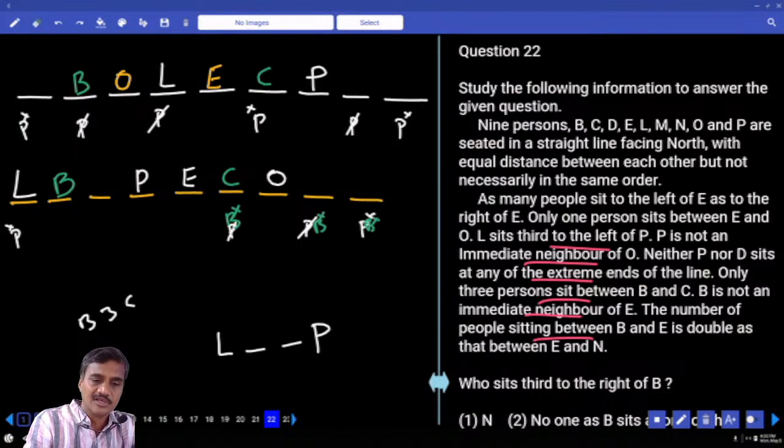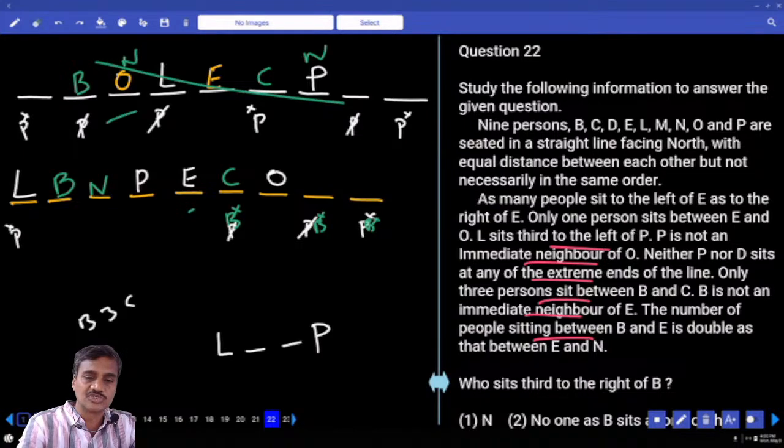B and E, how many people are there? 2 people. Hence, between E and N there must be exactly 1. B and E is double that of E and N. In E and N, if there is 1, B and E must be 2. Now here B and E there are 2, and C and N there must be exactly 1. N must be either here or here, which is not possible. This case is ruled out.